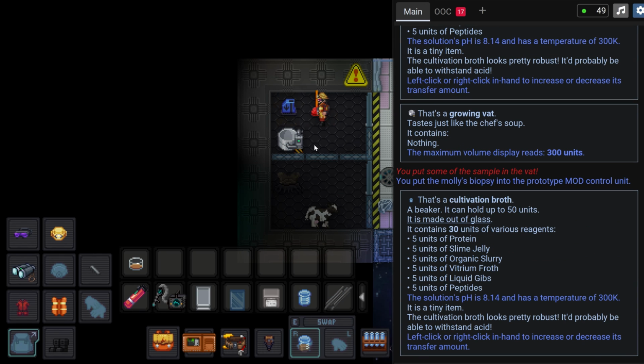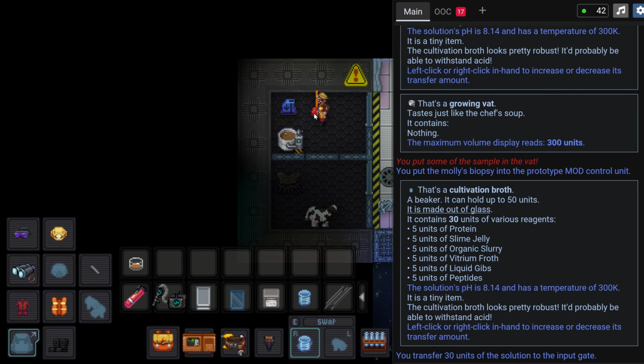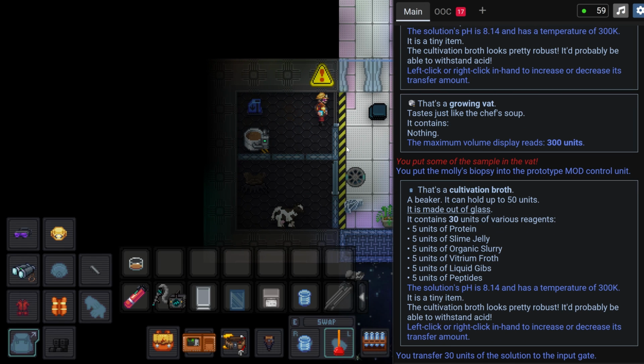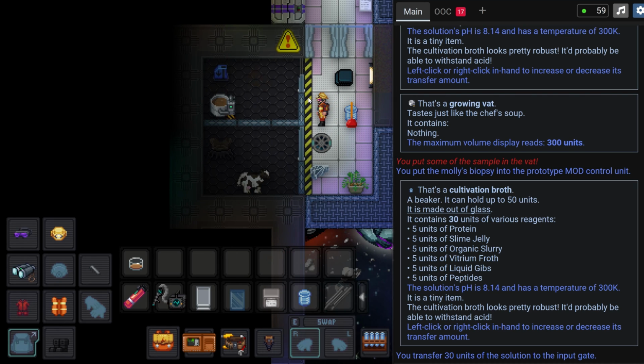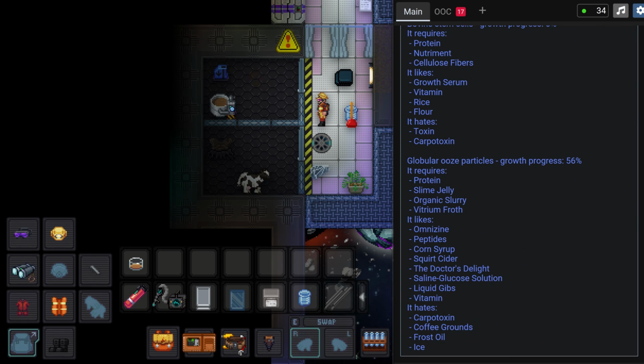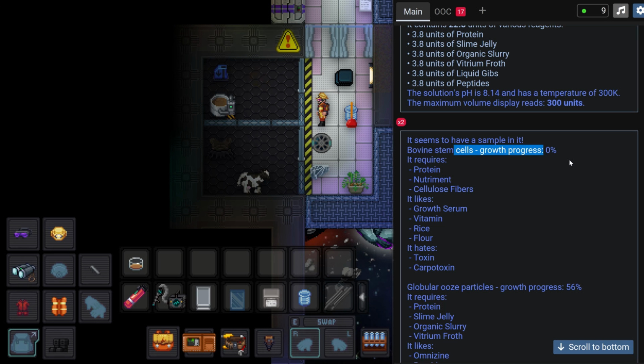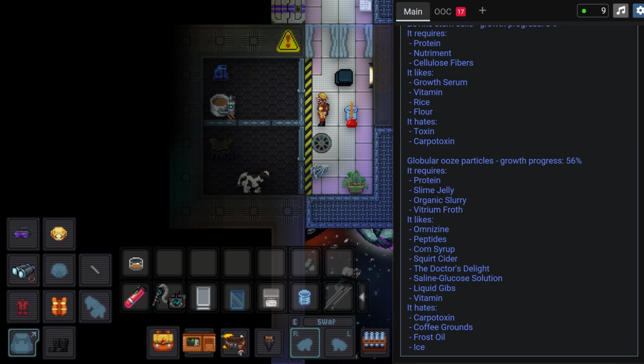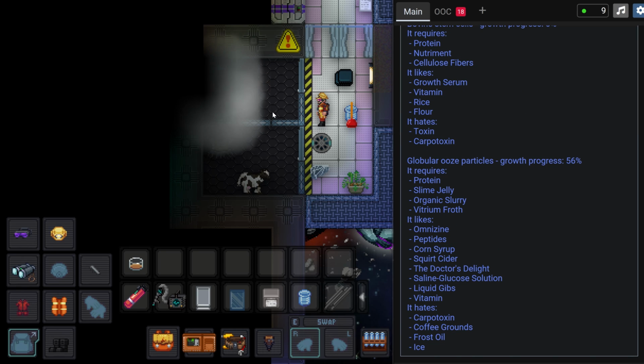And I'm putting this cultivation broth contents inside the input gate. Let me actually leave this space in case it will be some bad organism that we don't want to face. So the reagents are being consumed. The solution is bubbling, and we can see that the globular ooze particles are getting some growth progress. And the cow does not have any progress because there are no required reagents.